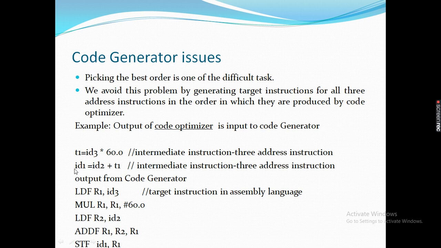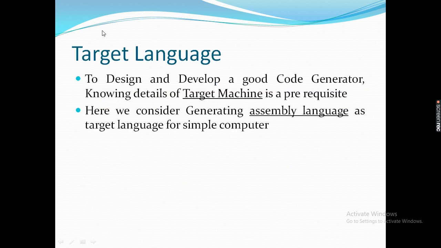Next, suppose the code optimizer has produced the third instruction. The code generator will take the third instruction. So we avoid this problem by generating the target instructions for all three address instructions in the order in which they are produced by the code optimizer. These are the target instructions in assembly level language. So this completes issues in the design of code generator.